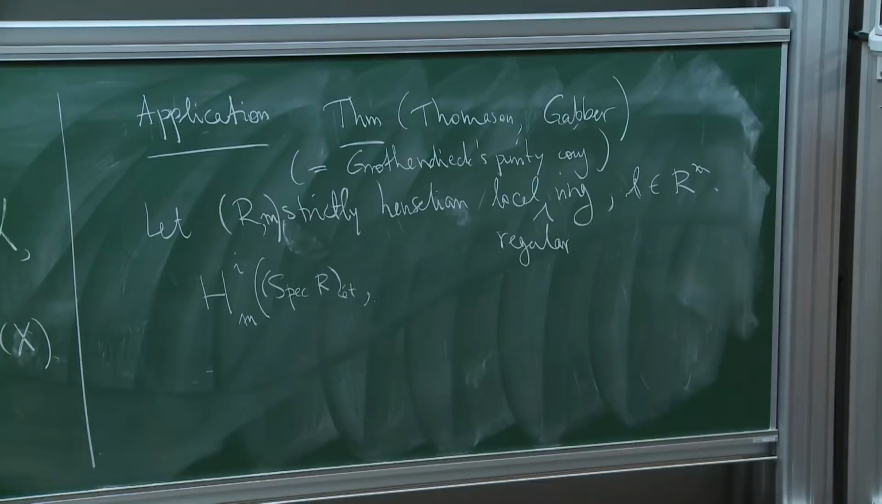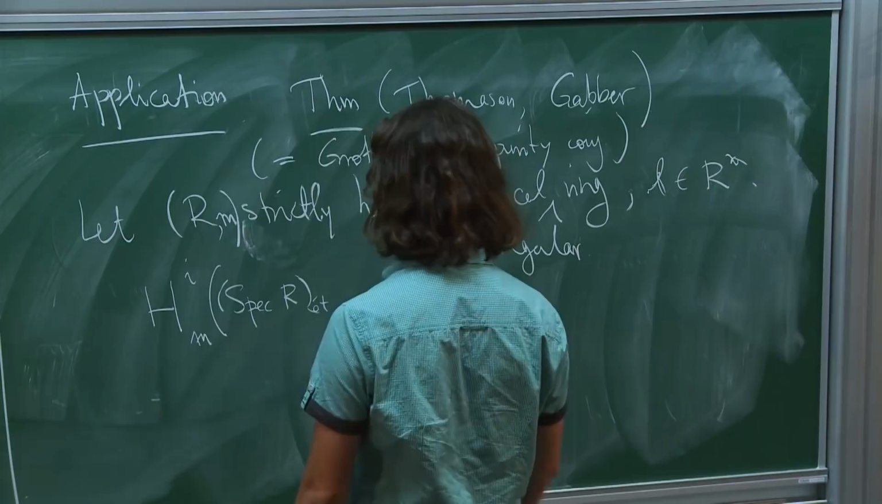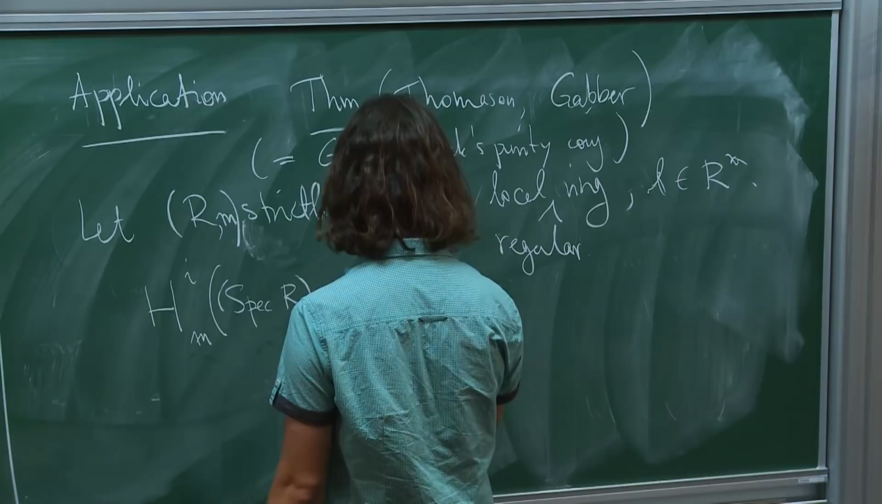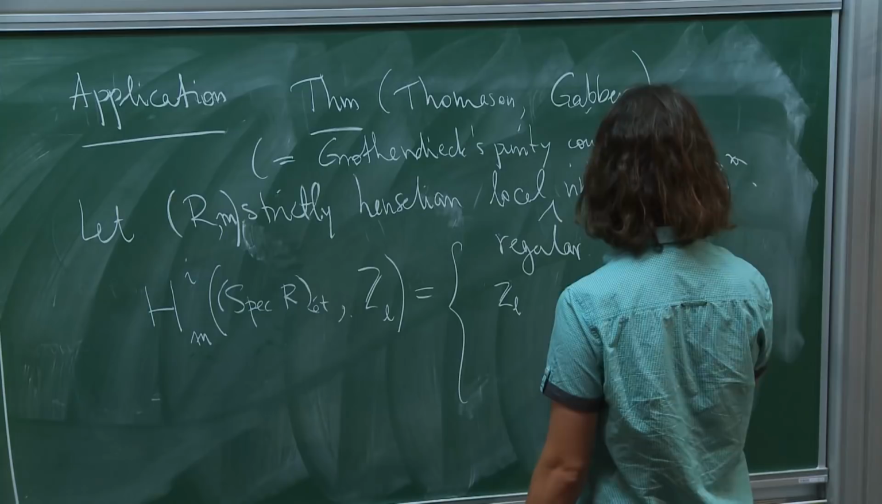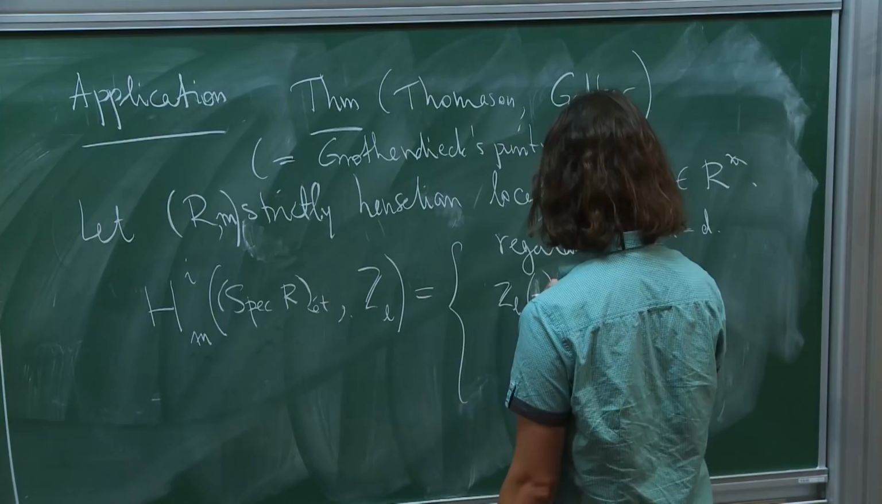Then you can look at the étale cohomology groups with support on the maximal ideal, with coefficients Z_l. And this has a very simple answer. If R has dimension d, this is Z_l twisted by minus d if i is 2d, and it's 0 else.